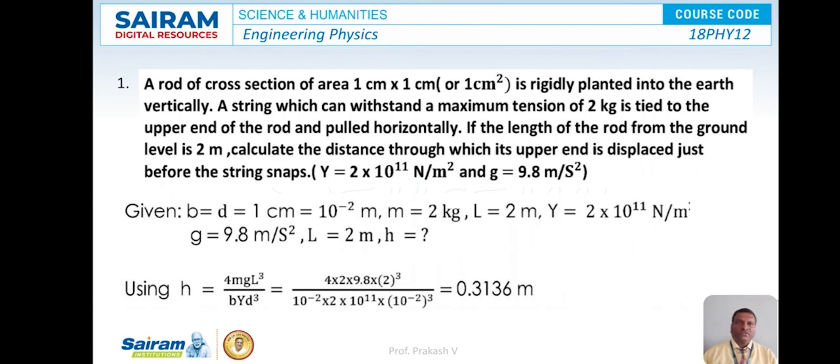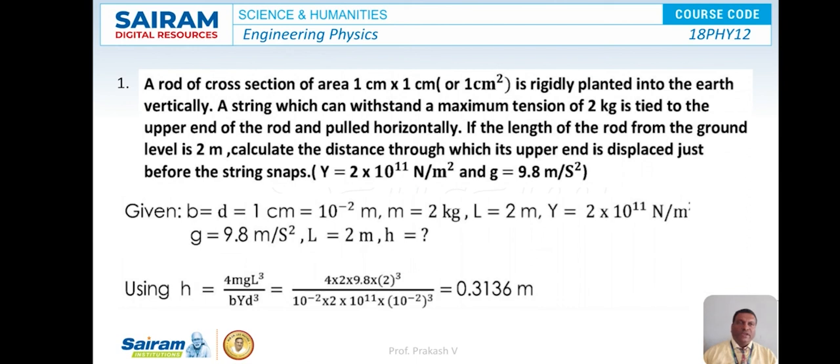A rod of cross section area 1 centimeter into 1 centimeter, that is 1 centimeter square, is rigidly planted into the earth vertically. A string which can withstand a maximum tension of 2 kg is tied to the upper end of the rod and pulled horizontally. If the length of the rod above the ground level is 2 meter, calculate the distance through which its upper end is displaced just before the string snaps.